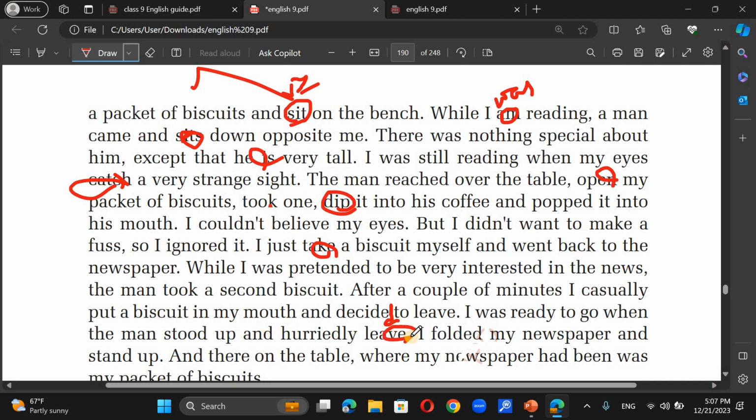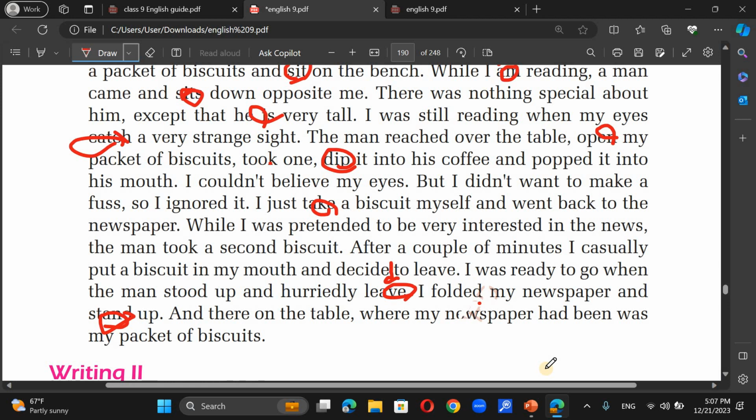That also verb two, left. I folded, it's okay, my newspaper and stood up. Stood up, that's also verb two. And there on the table where my newspaper had been was my packet of biscuits.